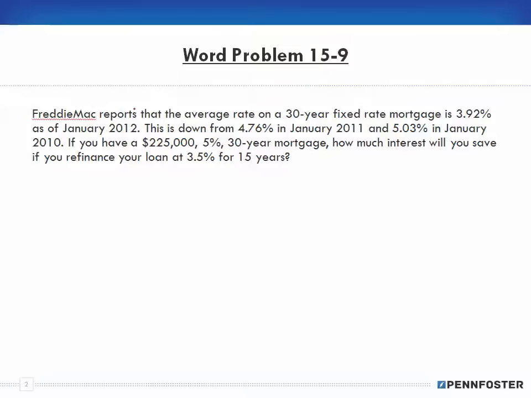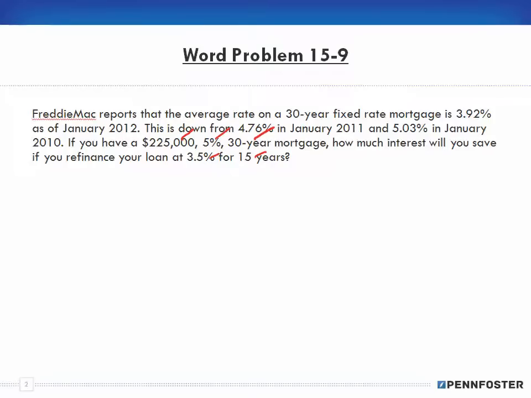All right, it says here, Freddie Mac reports that the average rate on a 30-year fixed rate mortgage is 3.92% as of January 2012. This is down from 4.76 in January 2011 and 5.03 in January 2010. If you have a $225,000, 5%, 30-year mortgage, how much interest will you save if you refinance your loan at 3.5% for 15 years?